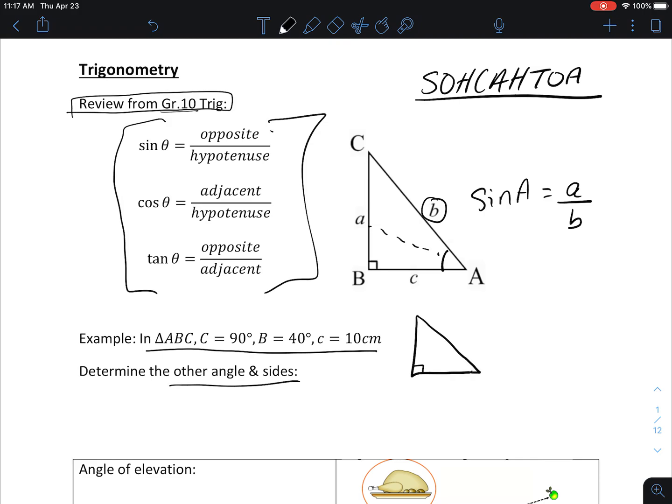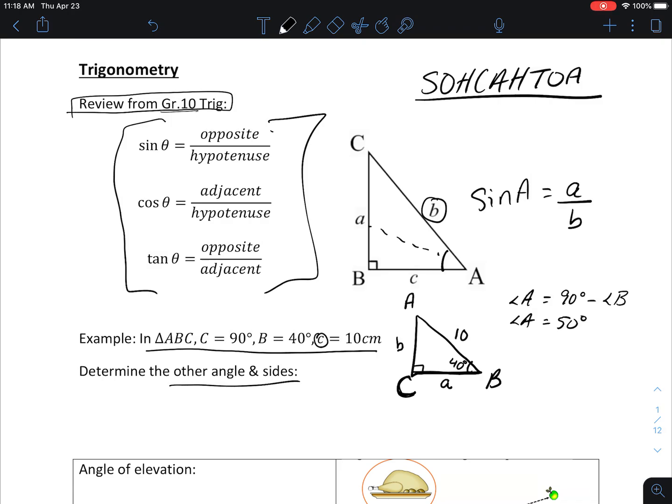So what I might start by doing is just draw any old right triangle, and now I have to make sure I label it correctly. So angle C is 90 degrees, B is 40 degrees, and side c, lowercase c, well, that's opposite the angle of the same letter, so this is 10. So I'm missing angle A, I'm missing side A and side B. So angle A is the easiest one. It is 90 degrees minus angle B, which is 40, so angle A is 50 degrees.